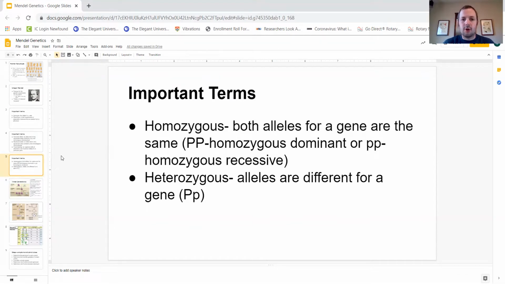So two other important terms are homozygous and heterozygous. So here we can use our roots. Homo means same, so same alleles. So you're either homozygous dominant, two dominant alleles, or homozygous recessive, two recessive alleles. Notice we use an uppercase letter for the dominant allele and a lowercase letter for the recessive allele. Or you can be heterozygous, you can be different and have a dominant allele and a recessive allele.